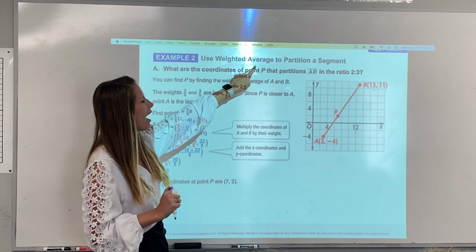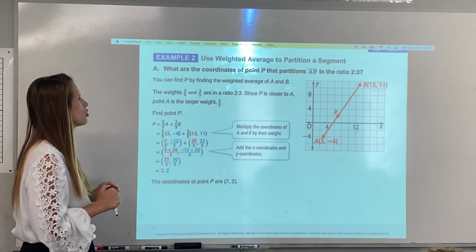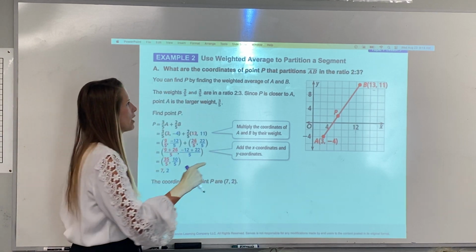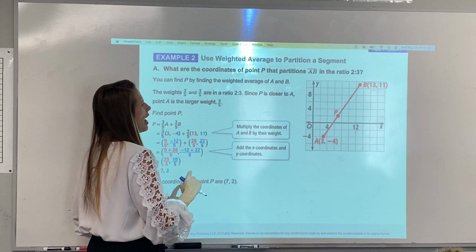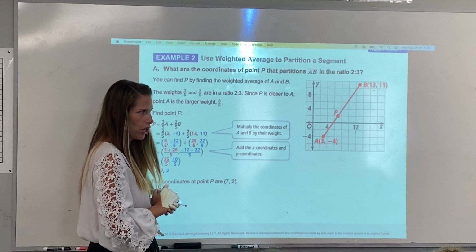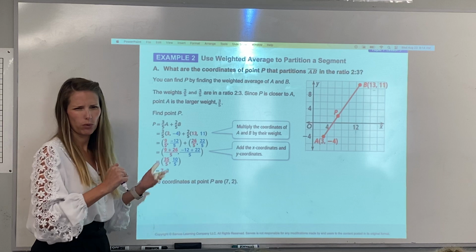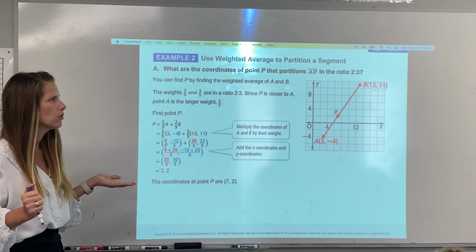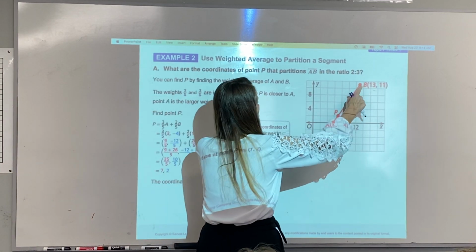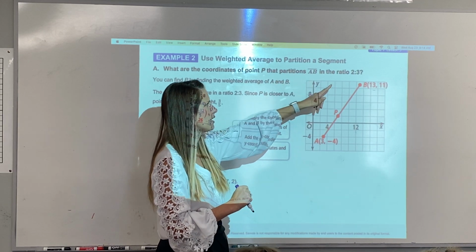All right. So example 2, very similar to yesterday. Use weighted average to partition a segment. What are the coordinates of point P that partitions AB with the ratio 2 to 3? Now, first of all, what do we mean by partition? We're using weighted average to partition a segment.